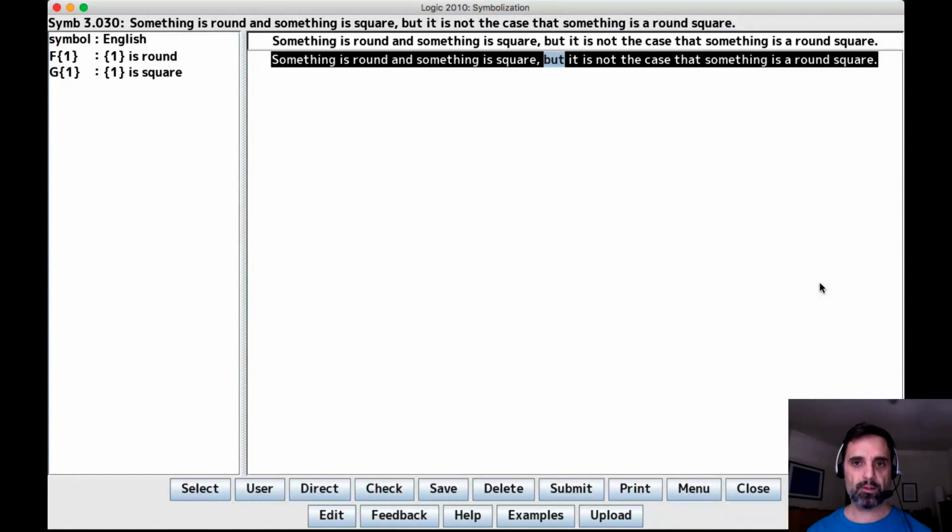So this is symbolization 330. We look at: something is round and something is square, but it is not the case that something is a round square. So we see that we have three determiner phrases here.